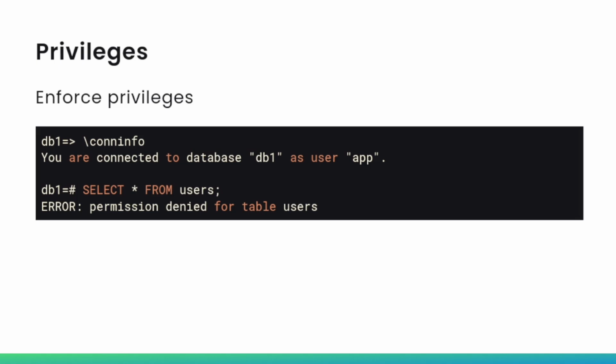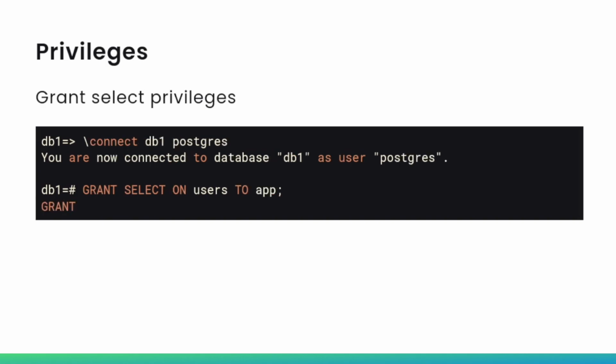And we are now connected with our app user, and we try to select from the users table, and we get permission denied, which makes perfect sense because no one granted us permissions to view the contents of this table. So if we connect to DB1 as Postgres, we can grant select on users. Okay, we want to grant select on the users table to the user app.